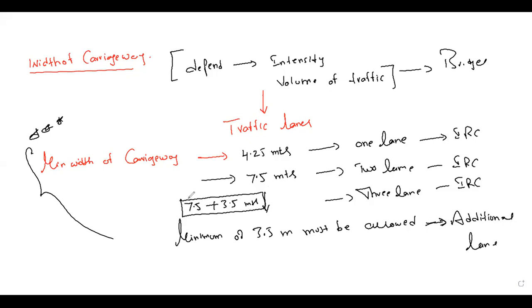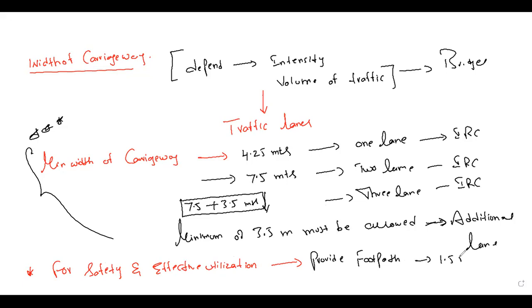And next, for consideration of safety and effective utilization of the carriageway, it is desirable to provide a footpath of at least 1.5 meter width on either side of the carriageway for all bridges. This is also very, very important. Please note down: for safety and effective utilization, one has to provide a footpath of at least 1.5 meter width on either side. On either side. This is for safety and effective utilization of the road.